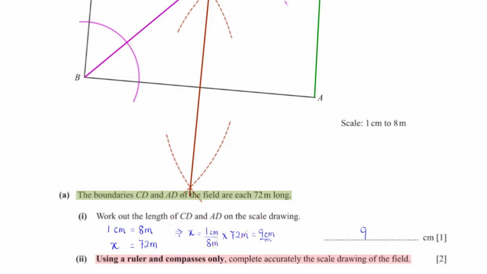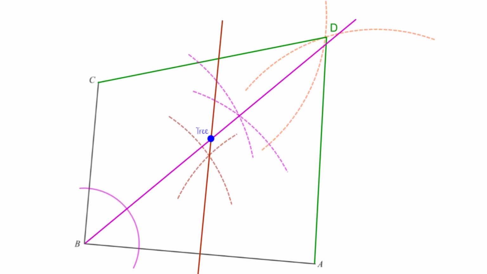Using a ruler and compasses only, complete accurately the scale drawing of the field. So first, we open up our compass to a width of 9 centimeters, stand at point A and inscribe an arc. Then using the same compass width, we stand at point C and inscribe another arc. The intersection point of the arcs is the position of point D. So all we do now is draw a straight line from point A to point D. Then we draw another straight line from point C to point D to complete the scale drawing of the field.